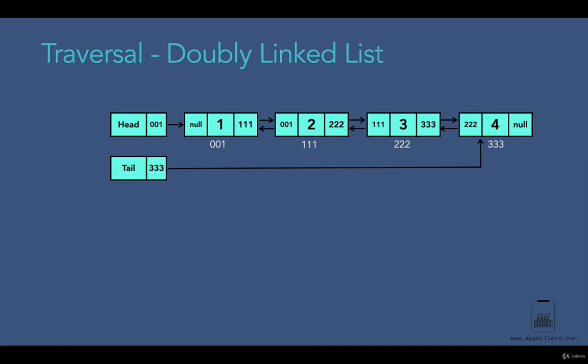Hi there. Now in this lecture we are going to look at how to traverse through a double linked list, which means that we are going to visit each element of this double linked list and print out their value to the console. So the steps to traverse through the double linked list remain the same as we did in single linked list.